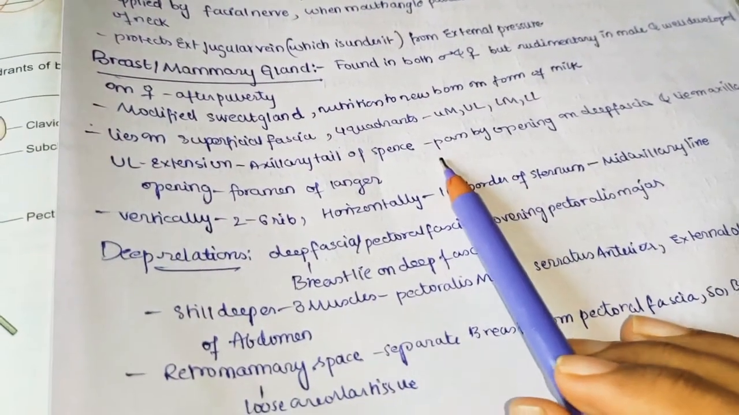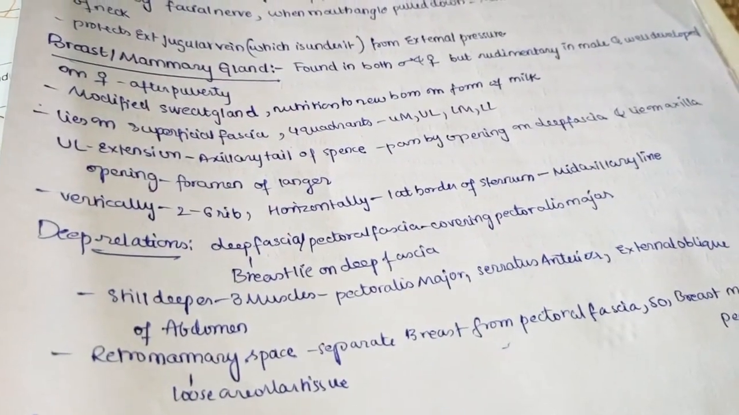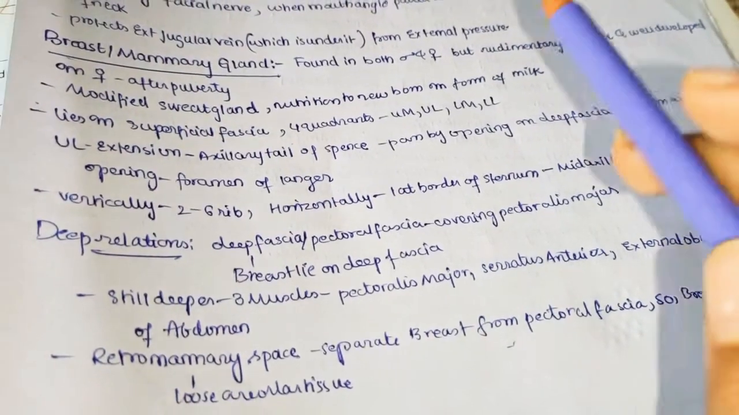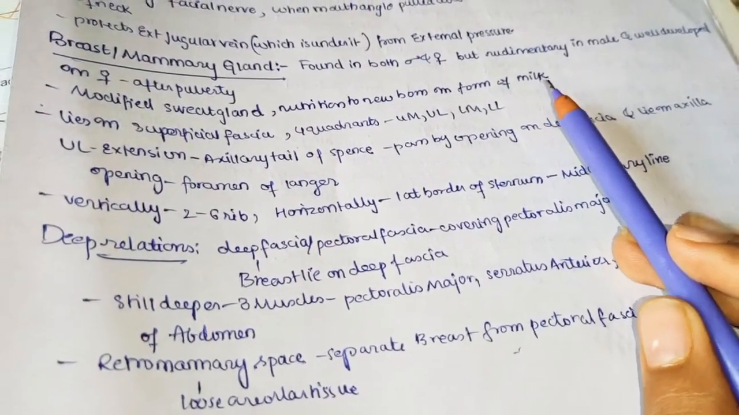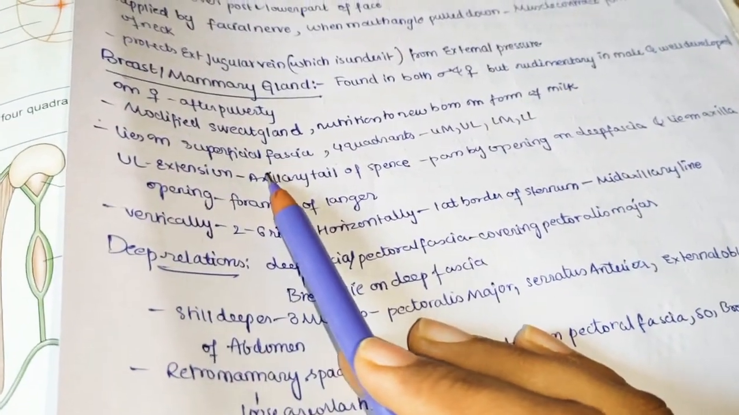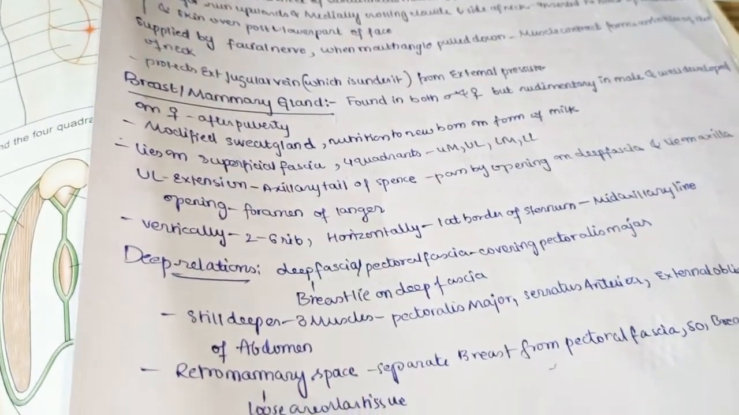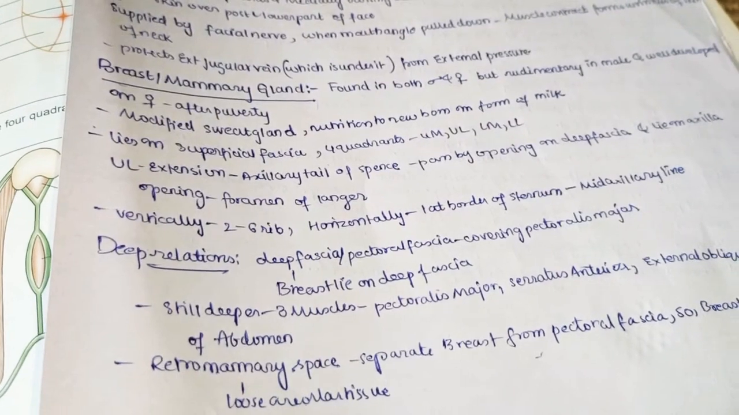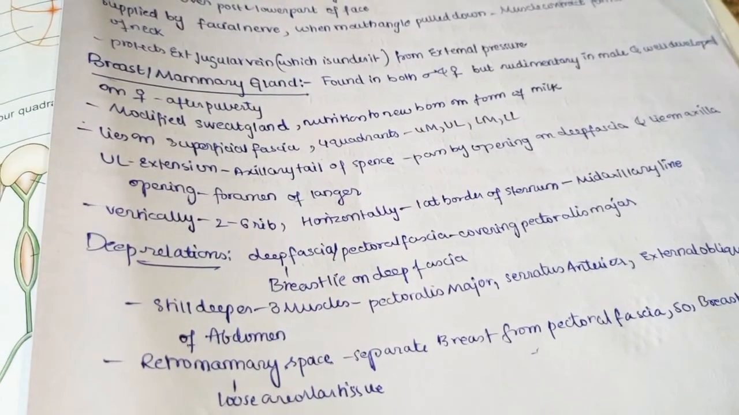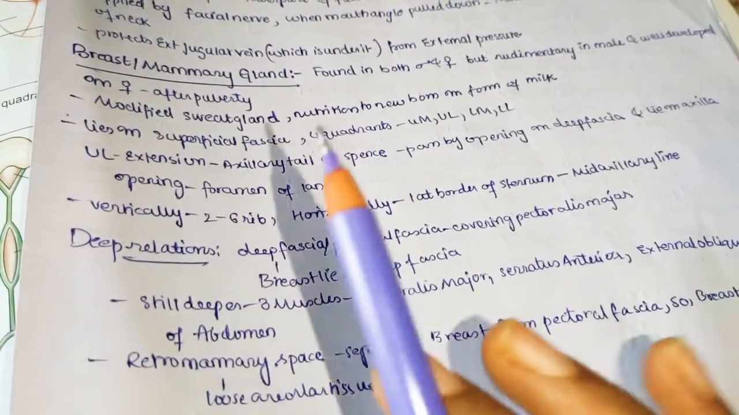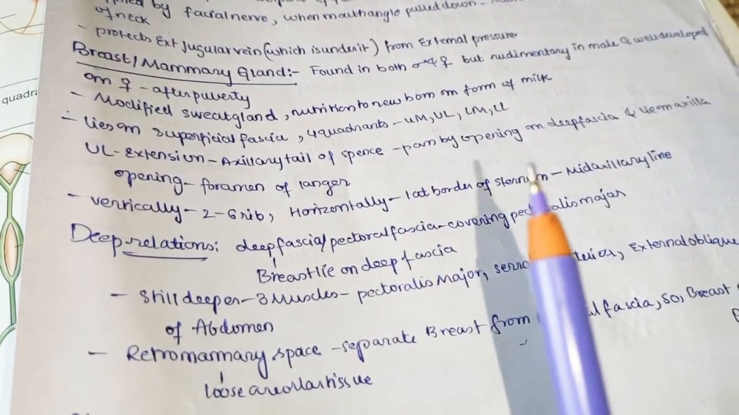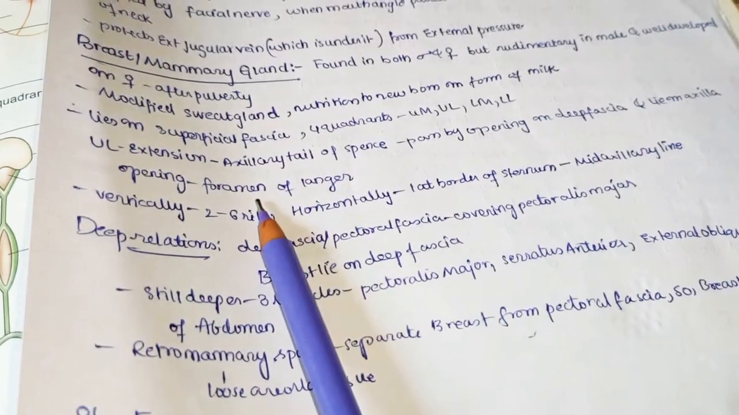Why is this gland formed? Mainly to give nutrition to the newborn, especially in the form of milk. It lies in the superficial fascia. If you see my before video, you'll understand what superficial fascia is. If you peel off the skin in a dissection, the layer present after the skin, with only some fat cells, is called superficial fascia.